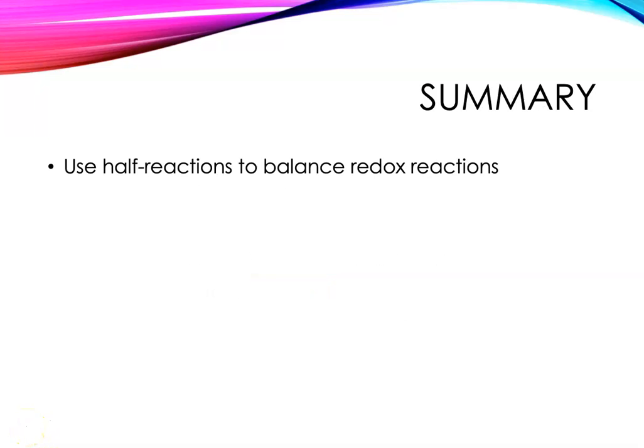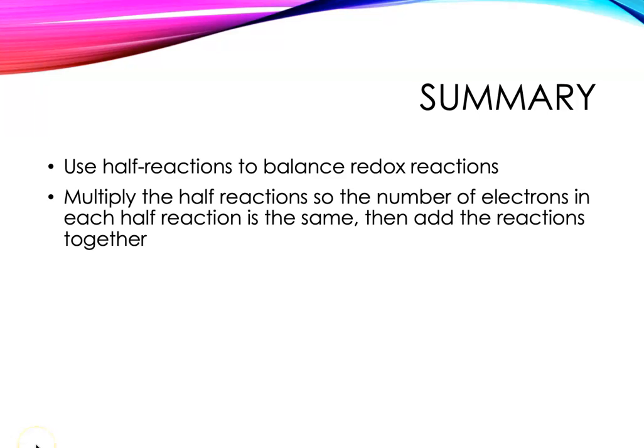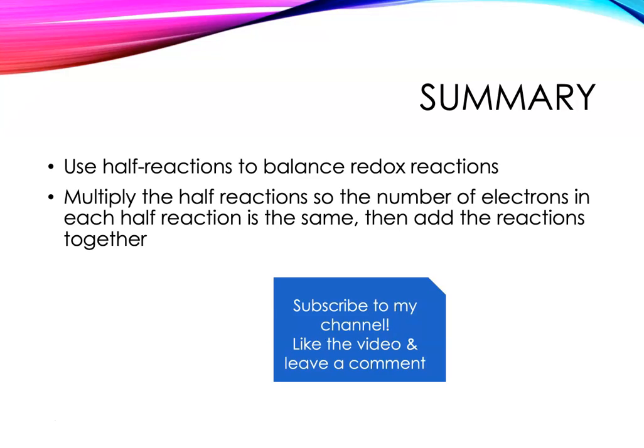So just to summarize, half reactions are a useful strategy to balance redox reactions. You write an oxidation half reaction, you write a reduction half reaction, and then multiply the half reactions by some constant so that the number of electrons in each half reaction is equal, and then you add the reactions together. I hope you found this helpful.